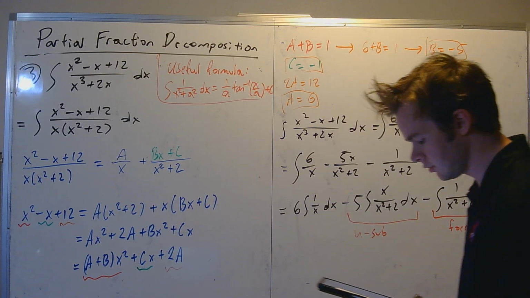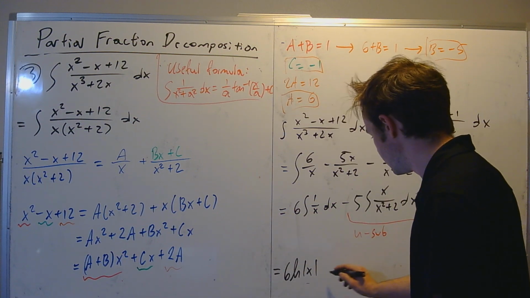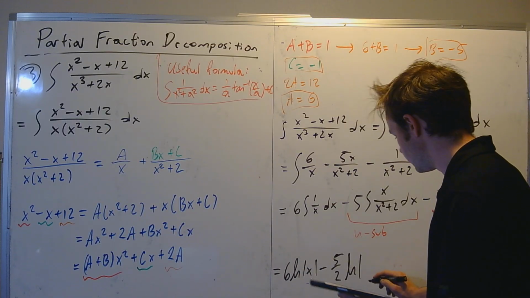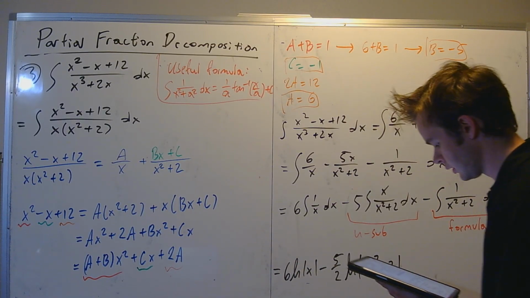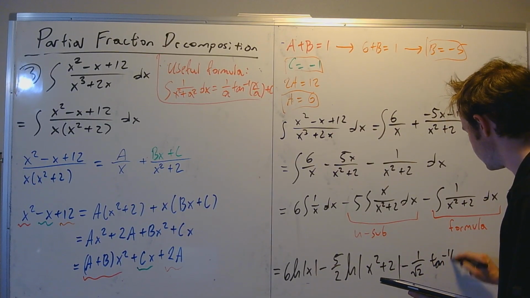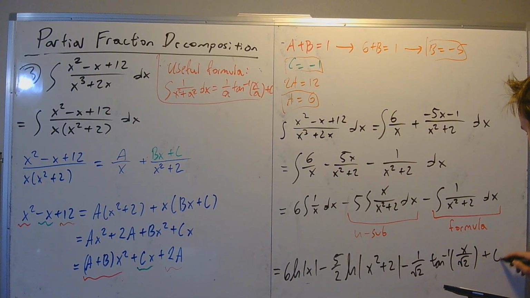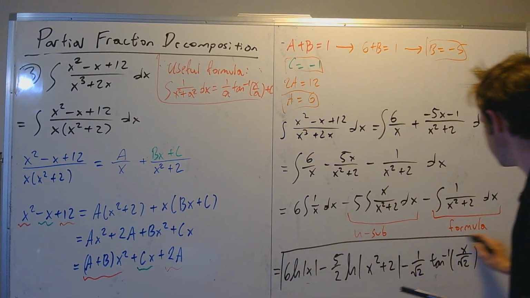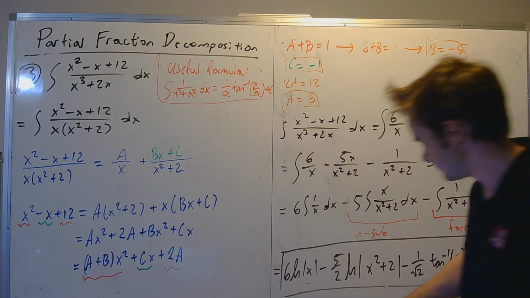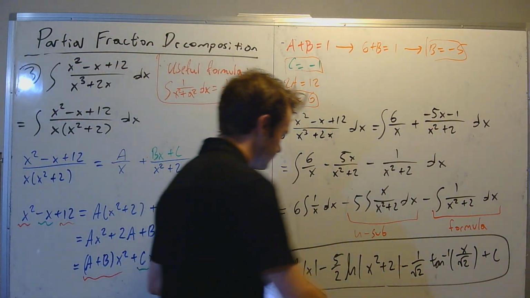Right, so if you just use the formula for this one, and you use u substitution for that one, then what we're going to get as our answer is going to be 6 natural log of the absolute value of x minus 5/2 natural log of the absolute value of x squared plus 2 minus 1 over root 2 tangent inverse of x over root 2 plus c. So I encourage you to fill in the gap here that I left between this step and this step, but this should be your final answer here. Okay. And now let's do example number 4.